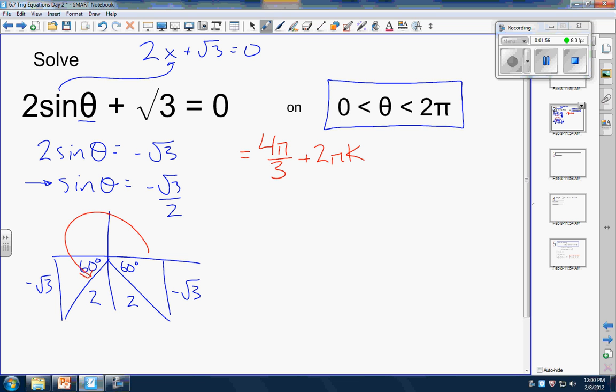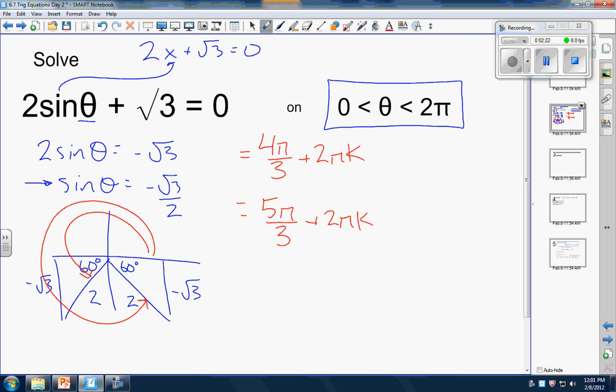Get in the habit of putting the 2 pi k in there, because sometimes when we do this interval 0 to 2 pi, we may actually get more than 2 solutions. So there's the first one. If we want to get all the way to this guy over here, we're going to say 5 pi over 3 plus 2 pi k.